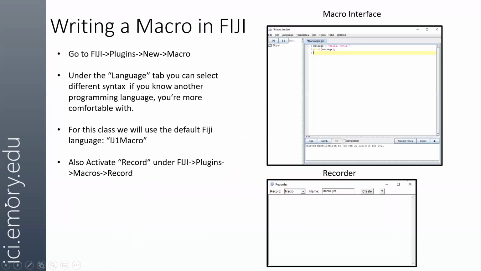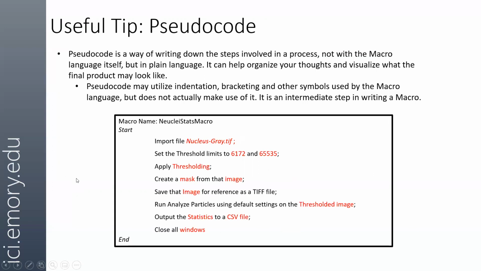So now let me introduce you to pseudocode. This is kind of like that outline that I was talking about. Basically, it's a way of writing down in plain language the steps you want to take in order to perform your analysis. Sometimes people will combine their native language and some of the vocabulary of the macro or programming language they're interested in when they write their pseudocode. Here, just for today's sake, it's as simple and direct as possible.